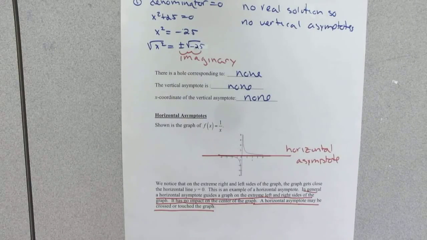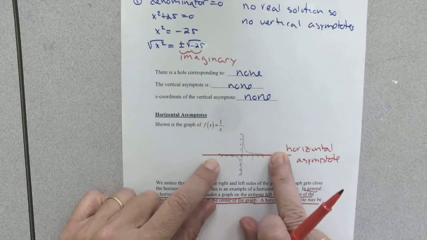So a lot of times people will draw a graph that crosses a horizontal asymptote, and they'll say, but I thought horizontal asymptotes can't be crossed. It's vertical asymptotes that cannot be crossed or touched. Horizontal asymptotes, who knows? It just depends on the problem. Maybe the horizontal asymptote will be crossed, maybe not. It just depends on the problem, because all a horizontal asymptote really tells you is the beginning and end.